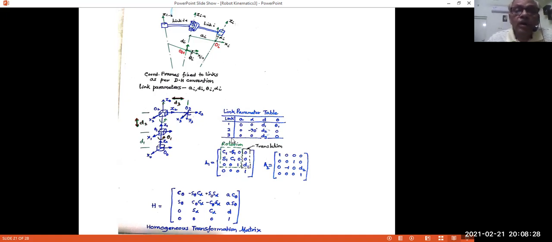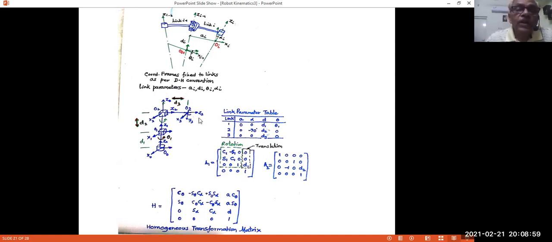So what about a_i? a_i is the distance from the intersection of Z0 with X1 to O1. Z0 to X1 is this point. O1 is also the same point. So there is no distance between them. So the distance a_i happens to be 0. So we write 0 here.